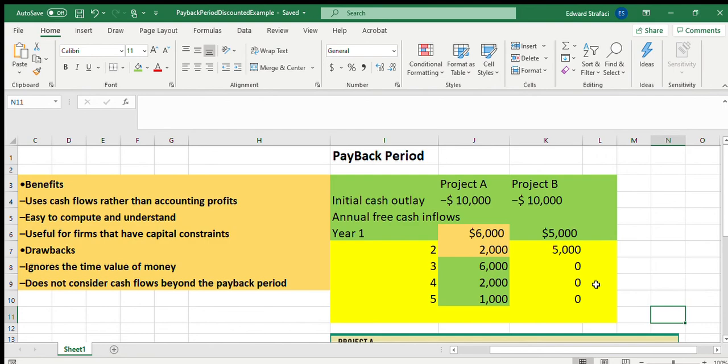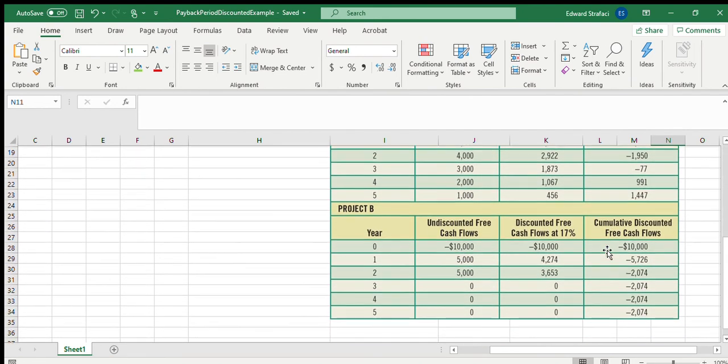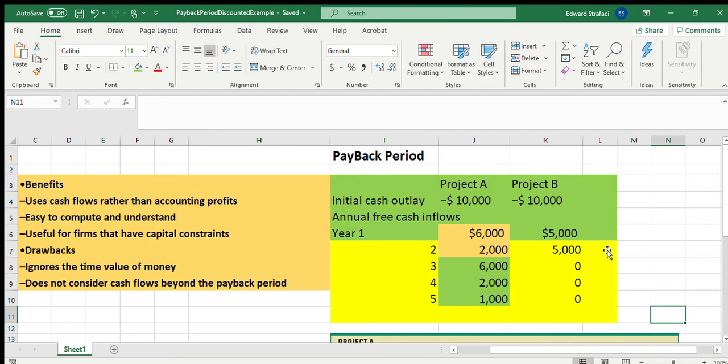But it's a way for you to show the effect of discounting to somebody who only wants to hear about payback period. If you're working at a firm where that's all they want to hear about, but that's the way they've done it for a long time, you could work this in to make it a little more sophisticated. So that's it for this one. Our next one will be internal rate of return.